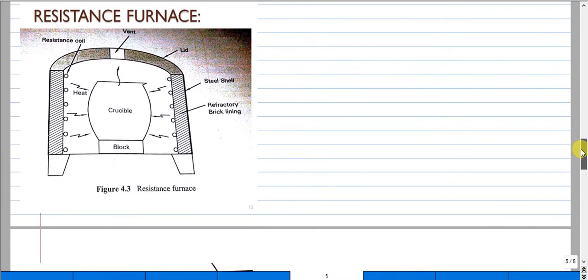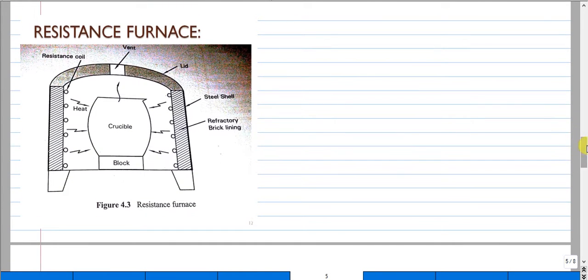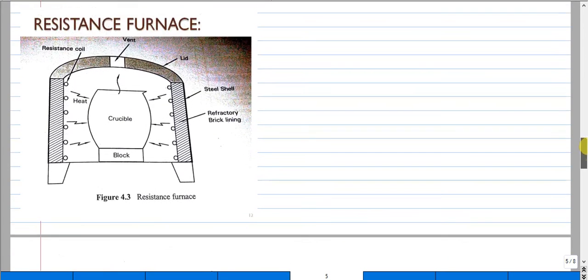The next is the resistance furnace. If you check the resistance furnace, let me write down the constructional features.